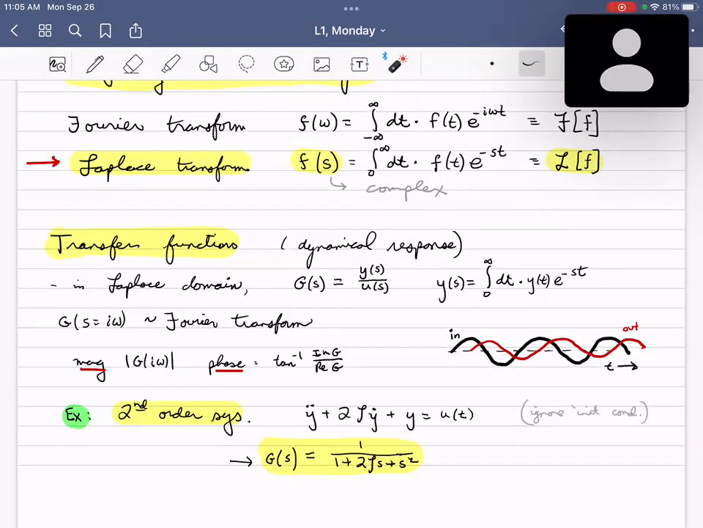Any other question? Anybody? Yes, maybe I have one question. Fourier transform or fast transform? Which one is preferred? When do we use Fourier? When do we use Laplace? Why is it so common in control theory to use Laplace transform instead of Fourier?